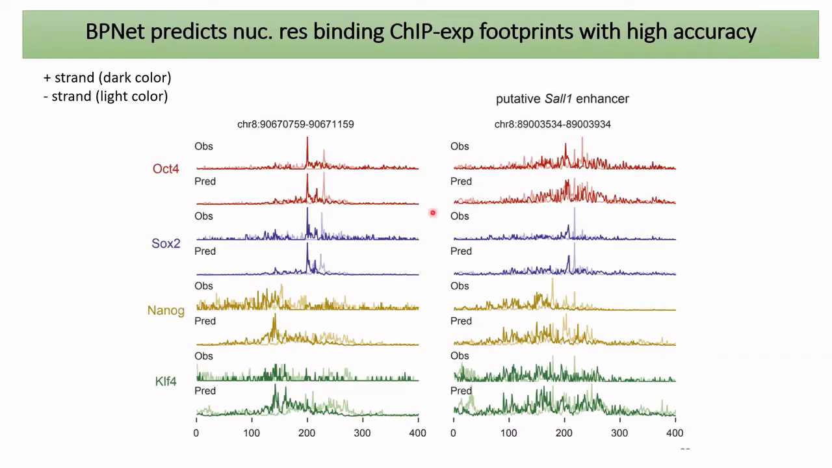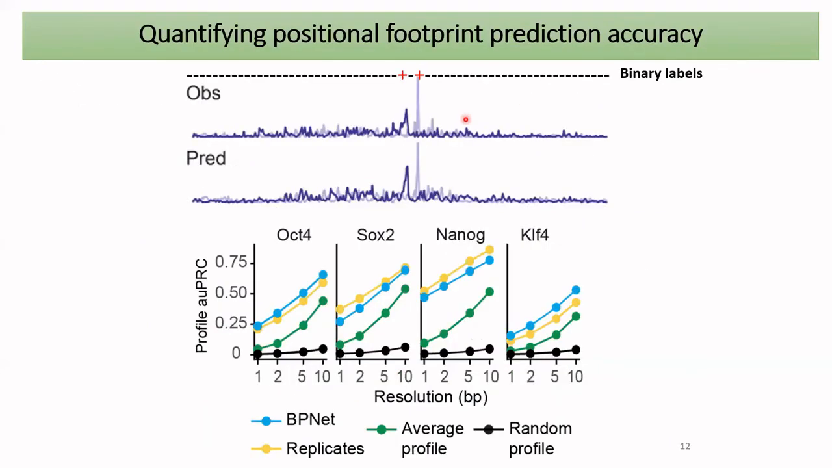This is at base resolution. This is another enhancer next to the Sall1 gene. If you look at individual examples, we provide browser sessions as part of the paper. You can scroll around and really see that they are incredibly accurate at base resolution. But obviously we need to quantify this genome-wide. So one of the approaches we took: these profiles are not continuous. As you can see, they're basically a bunch of noise and then these spikes.